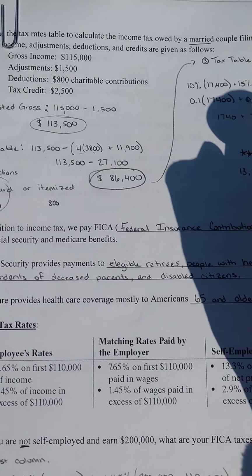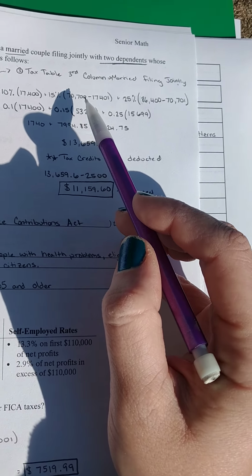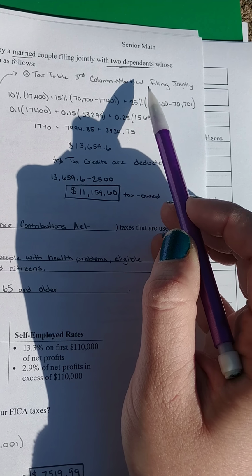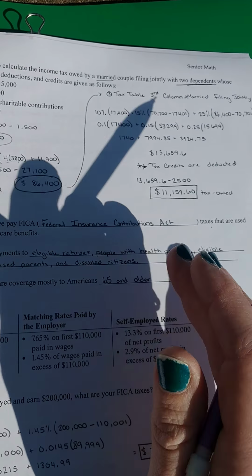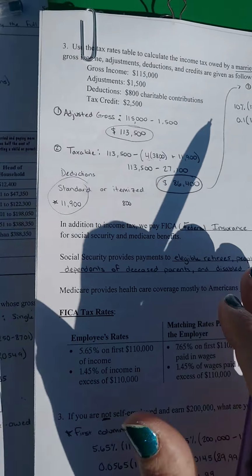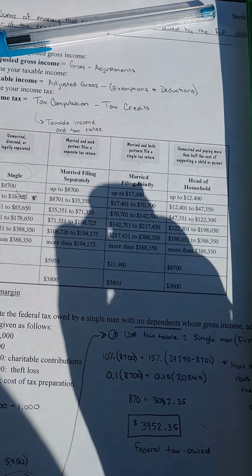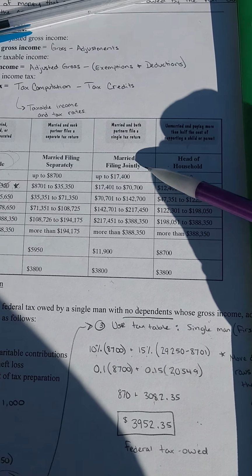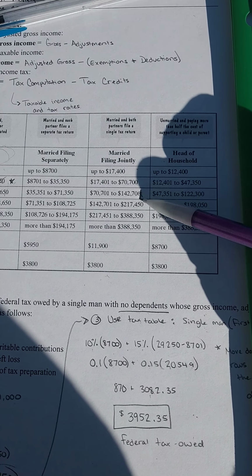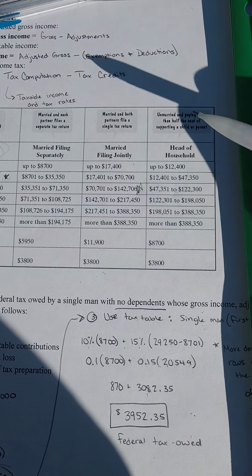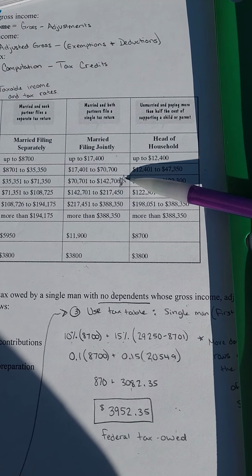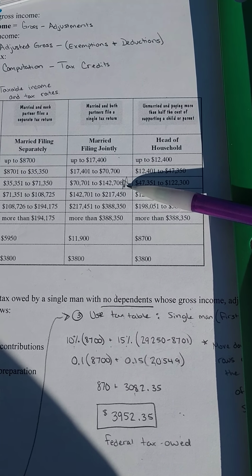So drag that number up here. Then we've got to do your tax table. So we're doing the third column, which is married filing jointly. And again, that number is $86,400. So if we're looking at married filing jointly, $86,000 is going to be inside this bracket right here. You can't see that because of the shadow. Right here, if you can see that now.